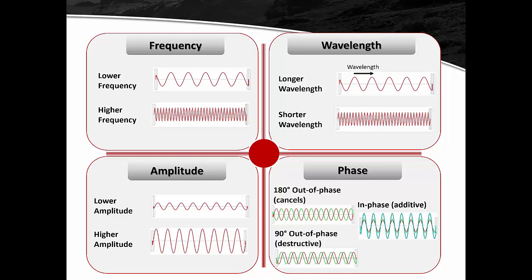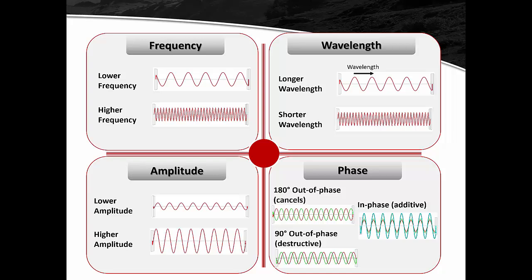And then there's wavelength. How long is the wave? And basically, a lower frequency wave has a longer wavelength than a higher frequency wave. Therefore, 2.4 gigahertz has a longer wavelength than 5 gigahertz. Then there's amplitude. Amplitude is the strength of the wave. How strong or powerful is the wave or signal?